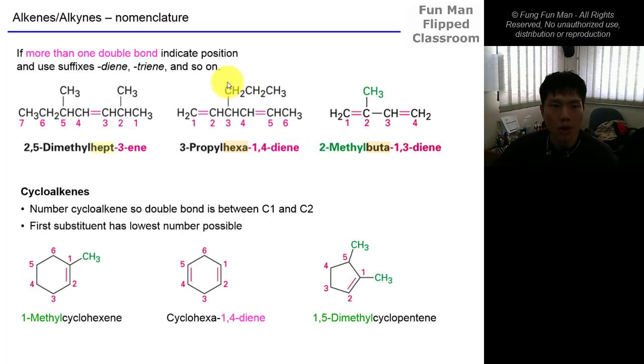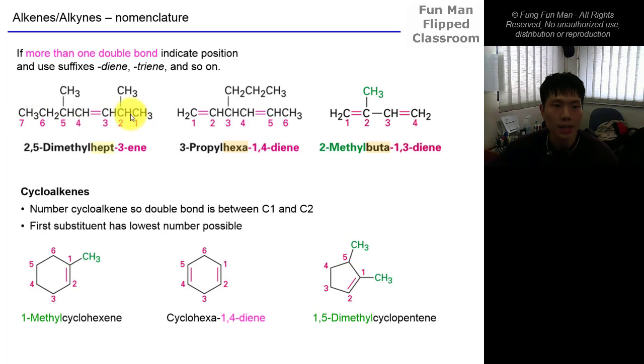If more than one double bond indicates the positions, use the suffixes diene, triene, and so on. These describe how many double bonds you have present in the molecule. So here this molecule is called 2,5-dimethyl hept-3-ene.